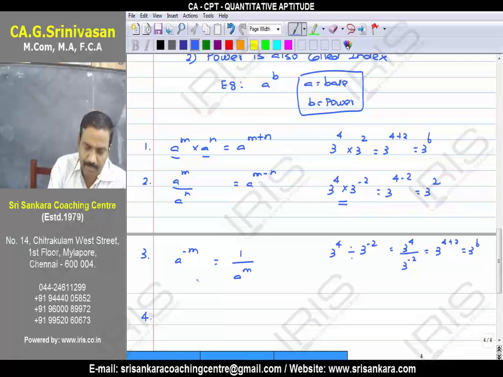Now, see, a power minus m is equal to 1 by a power m. Similarly, you can say like this also: 1 by a power minus m is what? A power m. So if you have a negative power on the denominator part, when you write it on the numerator part, it will become positive. So it's going to be a power m.